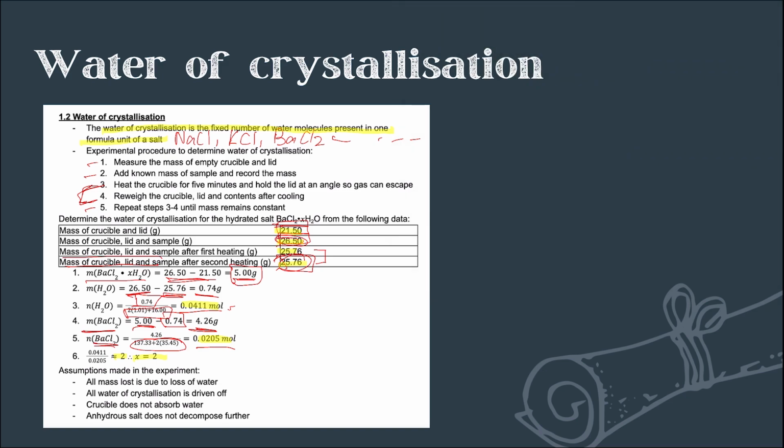Assumptions made in this experiment: that all mass lost is due to water, all the water is driven off, the crucible does not absorb any water, and the salt does not decompose further. In a real-life setting, all of these might not hold true, but we make these assumptions to do these calculations. If there is a discrepancy between this and a reported or literature value, it could be accounted for by the fact that these assumptions might not be true.